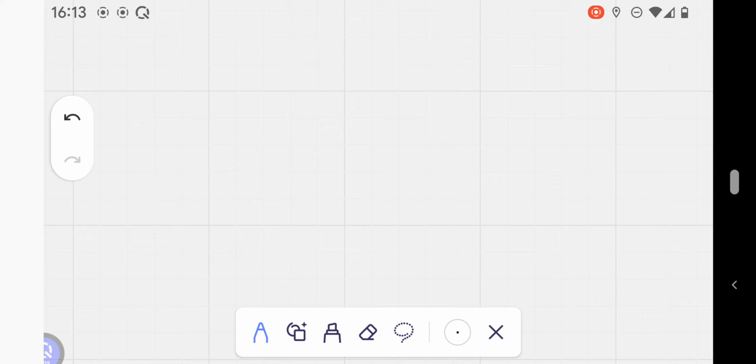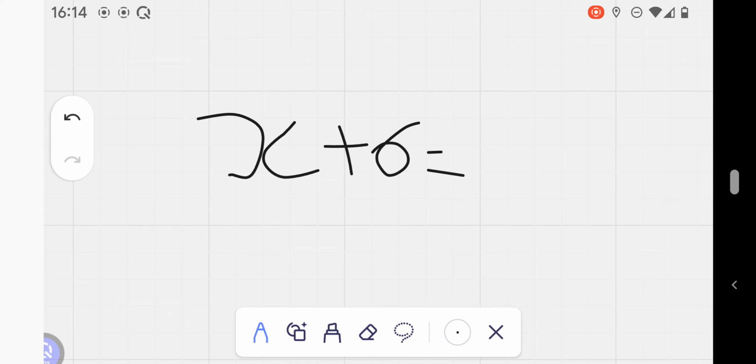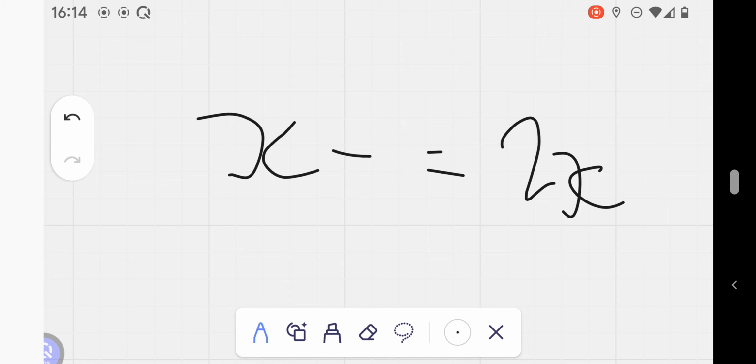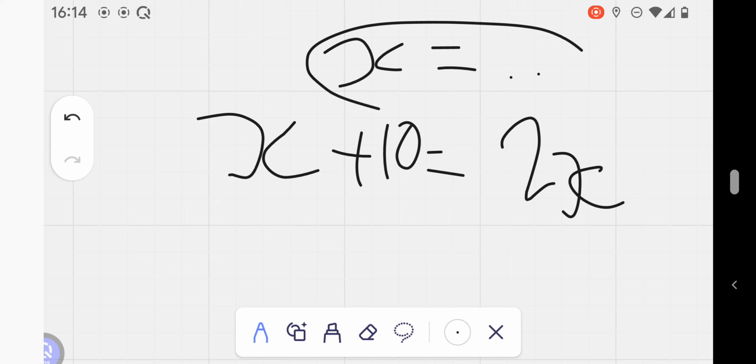So, how do you solve an equation? Let's start with this simple equation. x plus 6 equals 2x. Oh, you know what? I'm going to make it x plus 10 because I'm evil. Now, we always want x on one side. We always want to end up with x equals whatever. Remember that, that is a key point. So, how do you get the number on one side and the variable on one side?